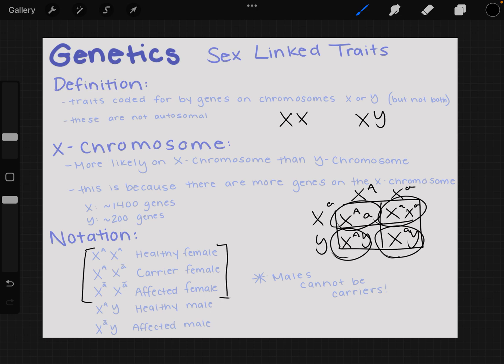Always assume, for IB, that when we're talking about a sex-linked trait, it is linked to the X chromosome.